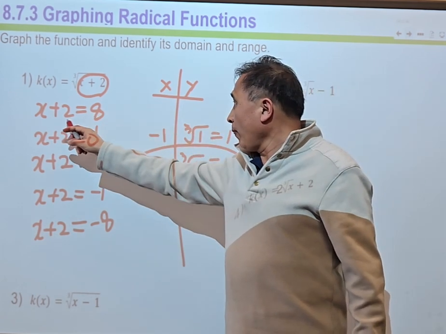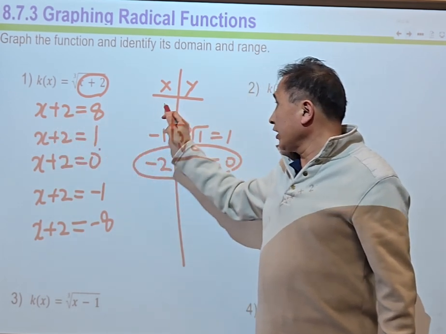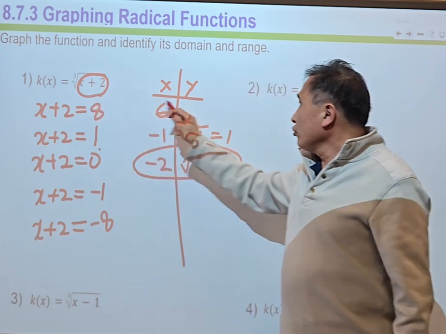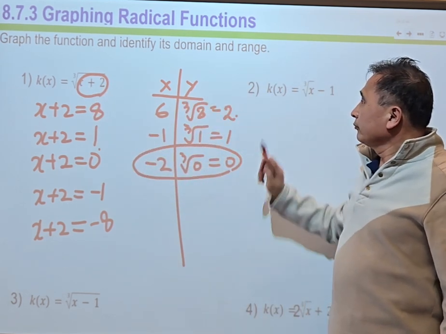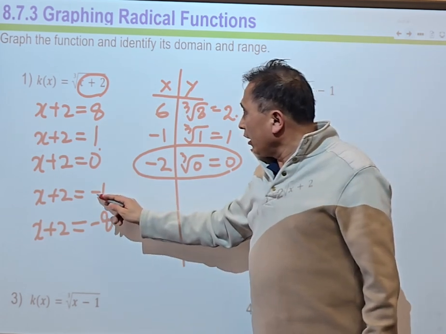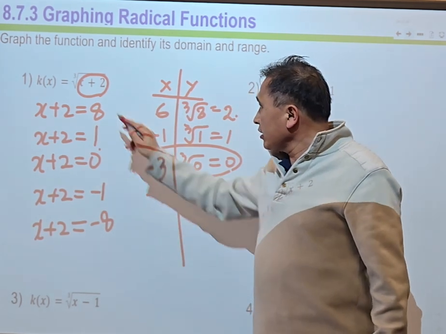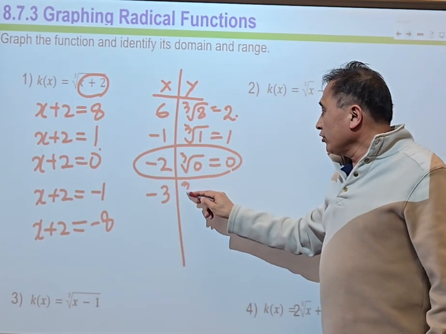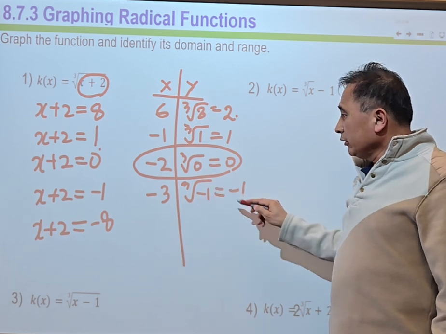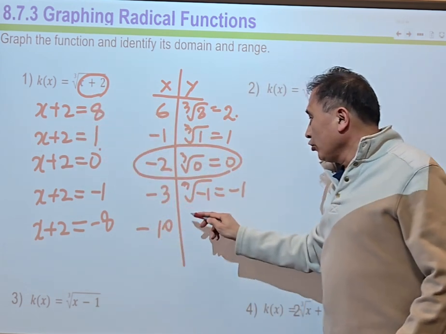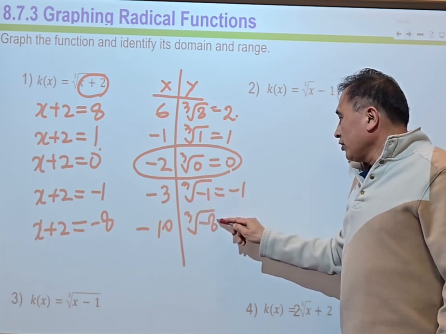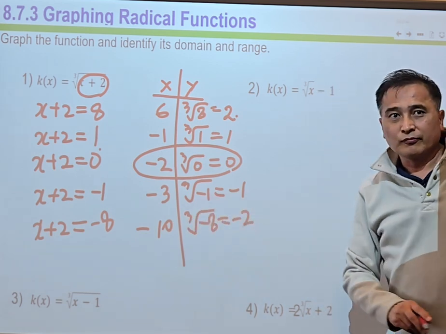And you put x equals, solve it, then x equals 6. You put 6 there, cube root 8, which is 2. And then you put, actually negative 3 in this case, put negative 3, cube root negative 1, which is negative 1. And negative 10, right? You put negative 10 there, cube root negative 8, which is negative 2.